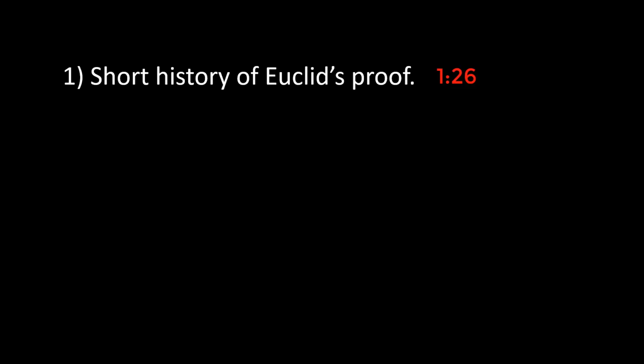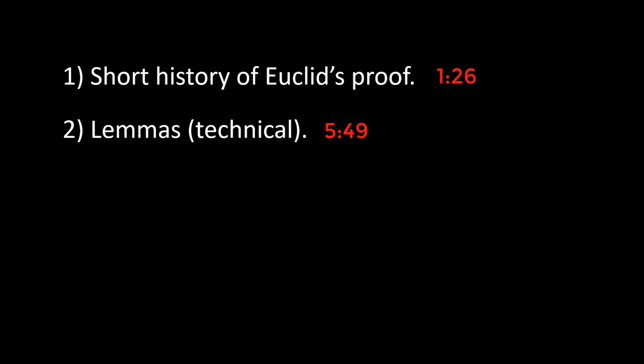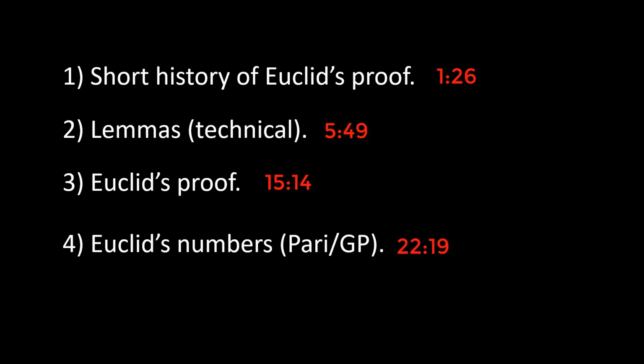Now, this is the plan for the video lecture. The first thing I'm going to do is tell you a short story about Euclid's proof. I'm going to talk about some technical lemmas, and please feel free to skip this part because it's actually very technical. The two lemmas are going to be crucial in the proof of Euclid's theorem, but you can skip the proof of those if you desire. The third part is going to be Euclid's proof, and the last part is going to be some numbers called the Euclid numbers that are inspired by Euclid's proof.